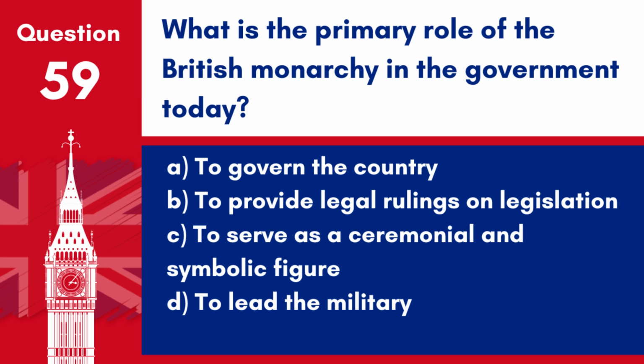Question 59. What is the primary role of the British monarchy in the government today? A. To govern the country. B. To provide legal rulings on legislation. C. To serve as a ceremonial and symbolic figure. D. To lead the military.